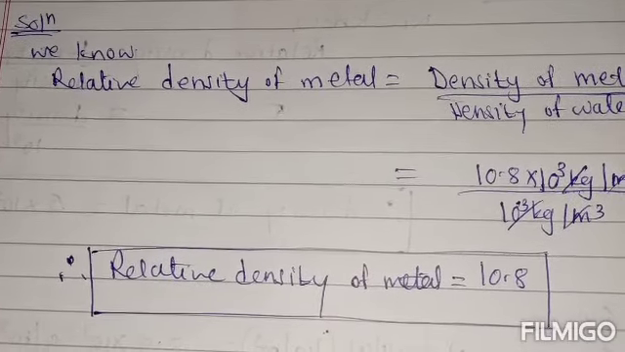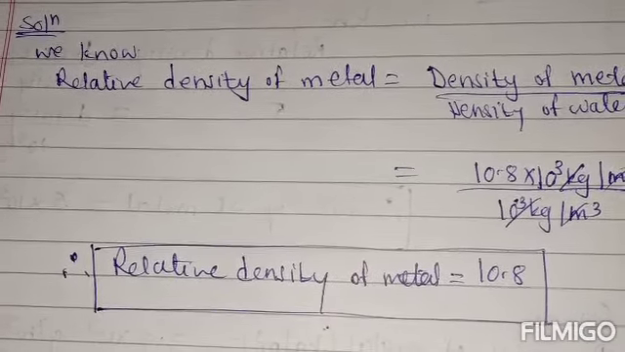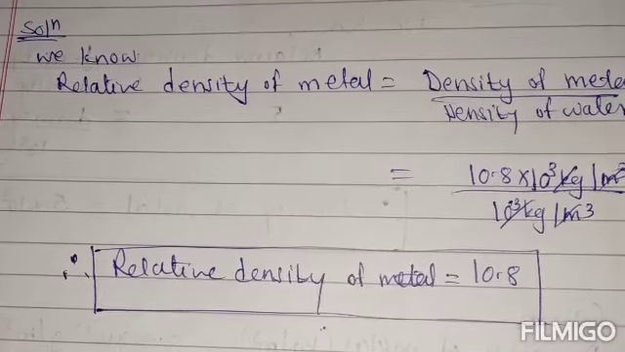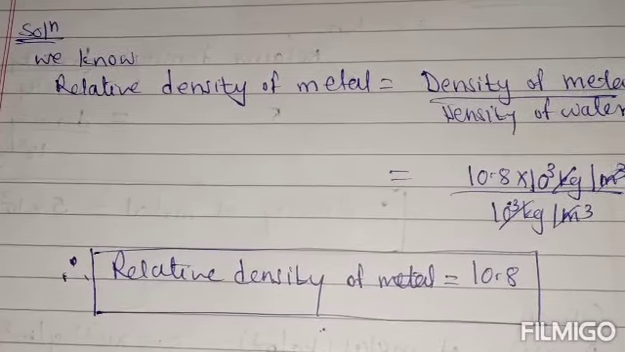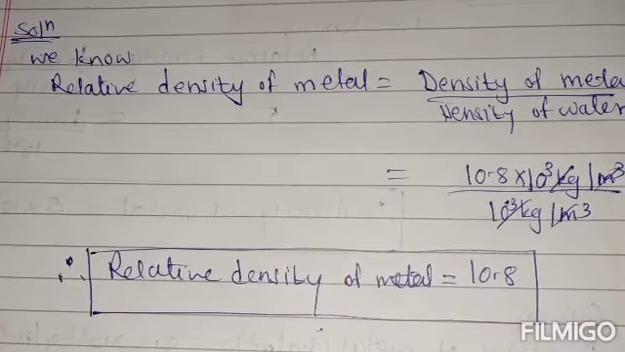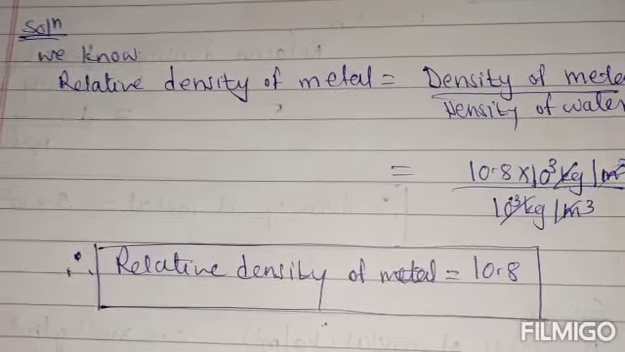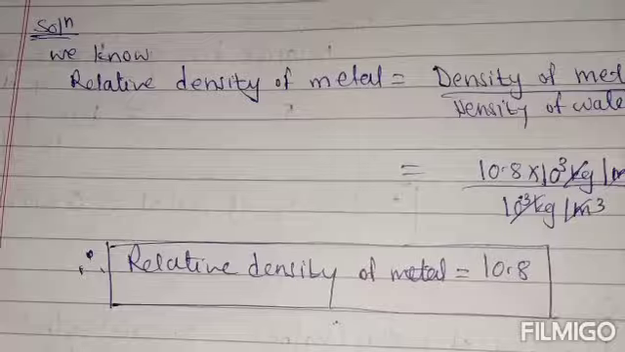So at that time we don't write any unit. So there is no unit for relative density. The answer we get, relative density of metal, is equal to 10.8.